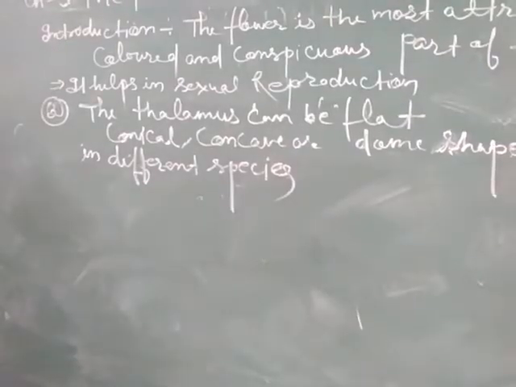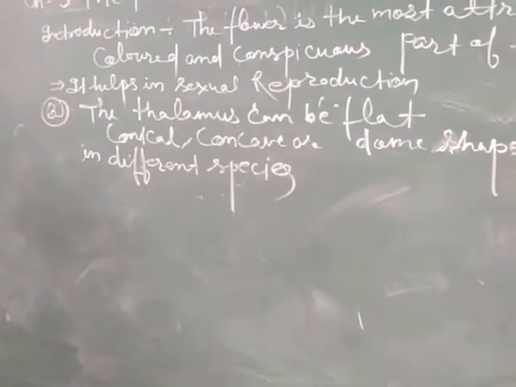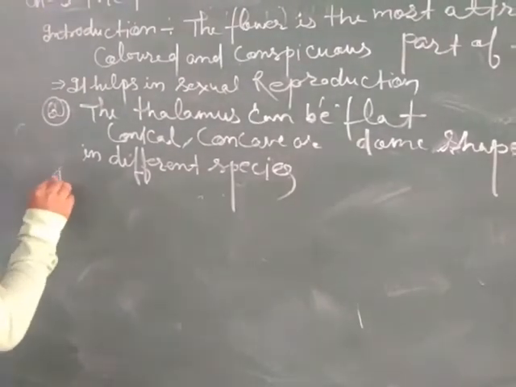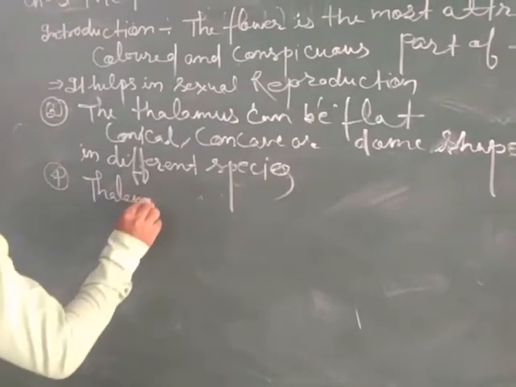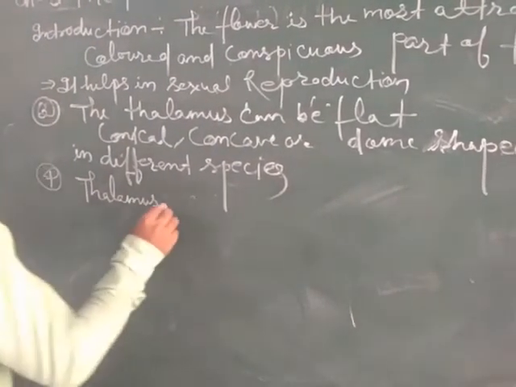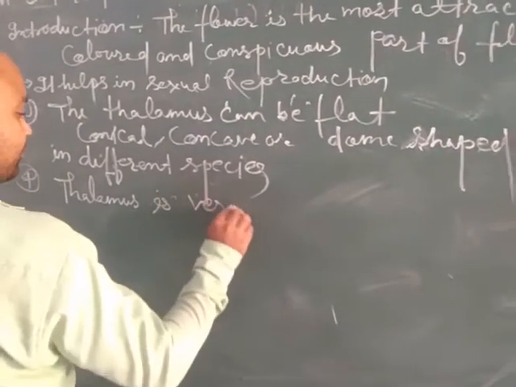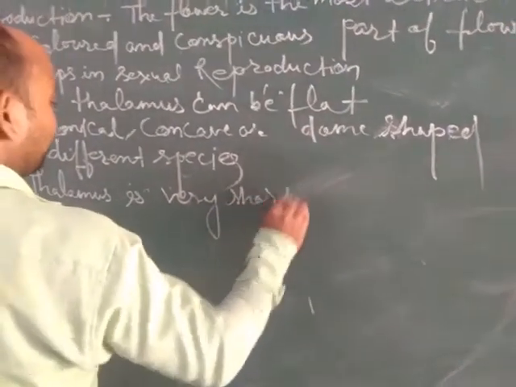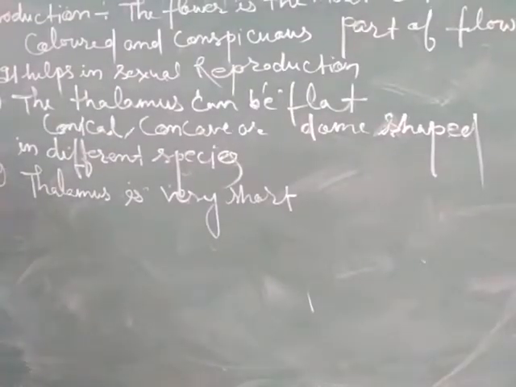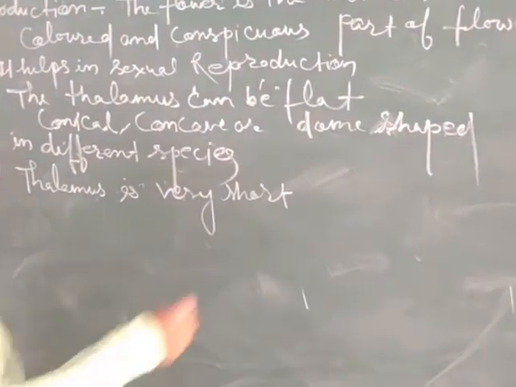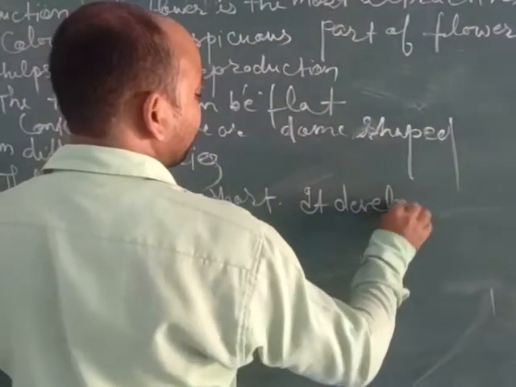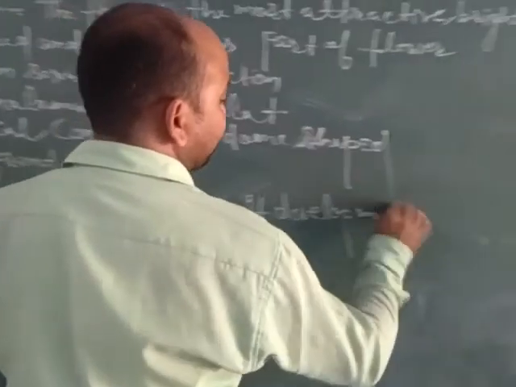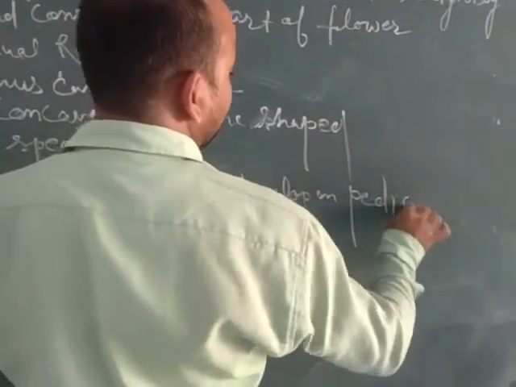Now dear student, the next characteristic of the flower is that the thalamus is very short. It is usually borne and develops on the pedicel of the flower.